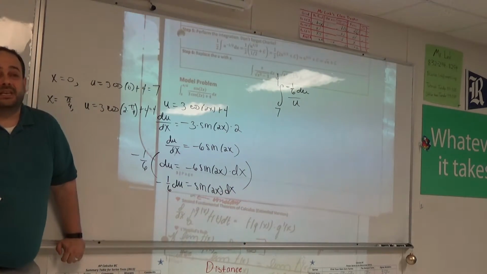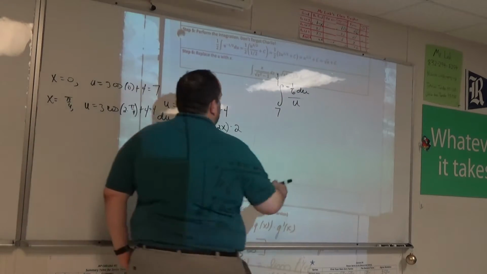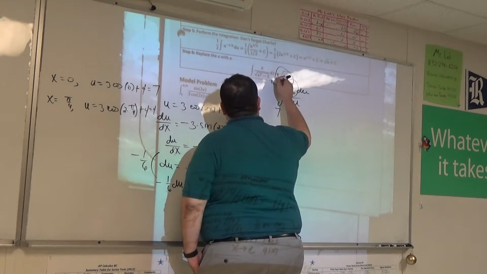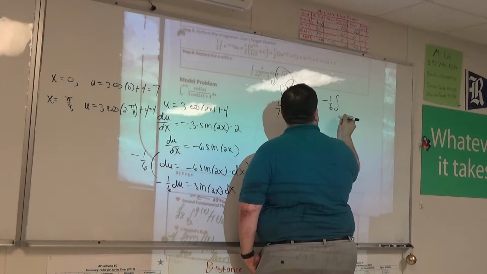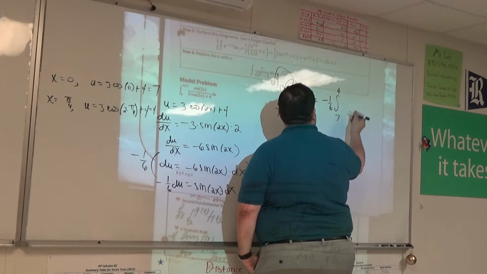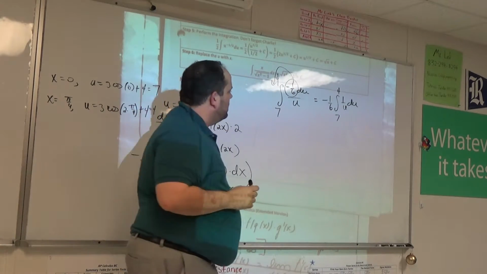That is a much easier integral for you guys to work with, and I bet most of you are at the point where you're a step away from being done. So that negative 1/6, that's a constant I heard earlier, I can take that out. Negative 1/6 the integral from 7 to 4, 1 over u du.